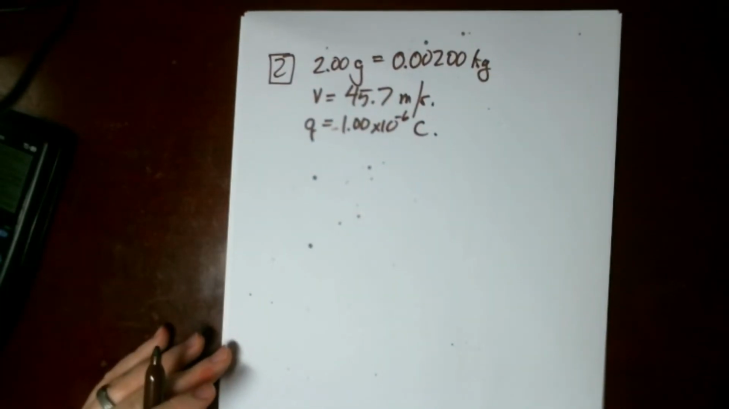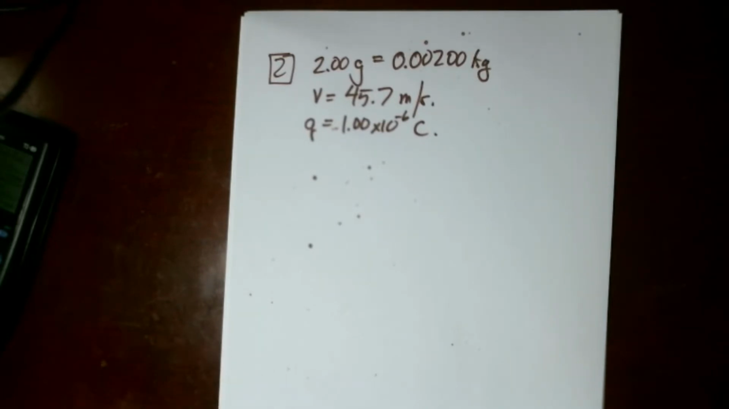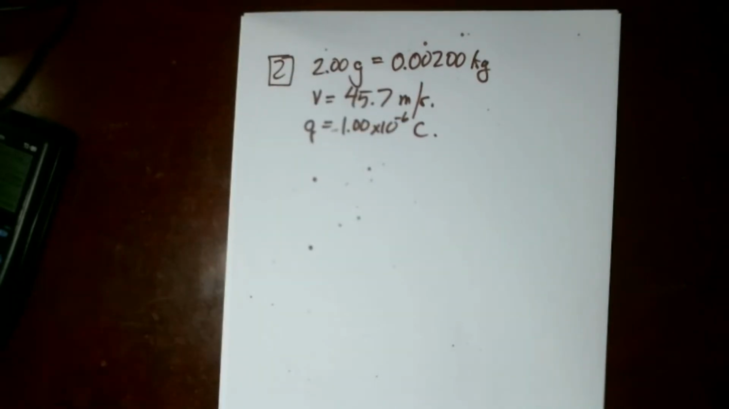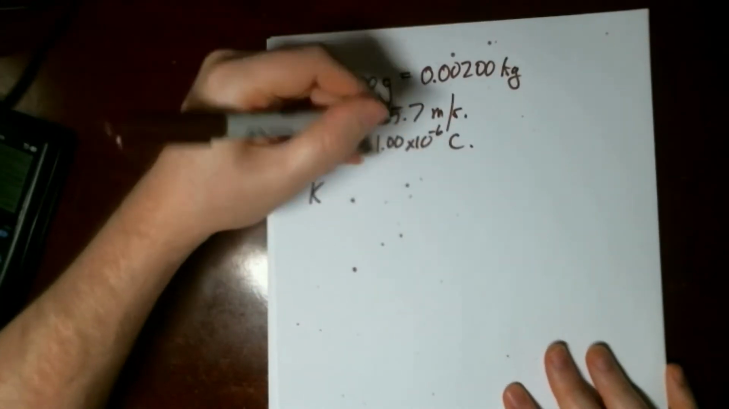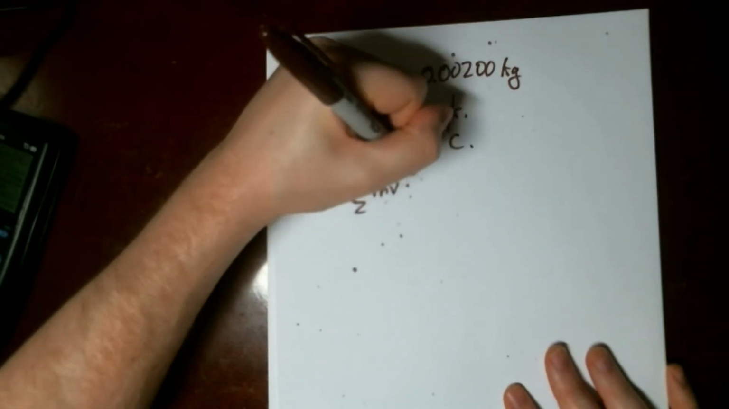Alright, so the first thing we need to do is work out how much kinetic energy the pellet has if it's moving at 45.7 meters per second, because ultimately that's the work we're going to have to do on it. We have to do work on it equal to its change in kinetic energy. So let's work out its kinetic energy at 45.7 meters per second. We already know the kinetic energy is going to be 1/2 mv squared.